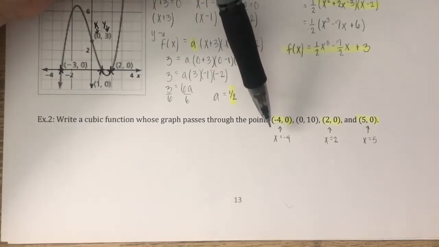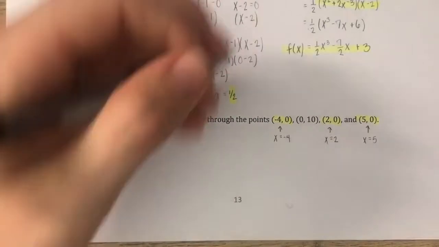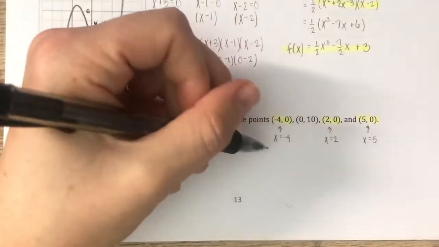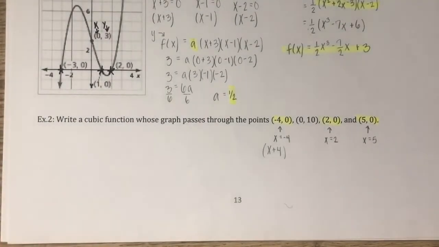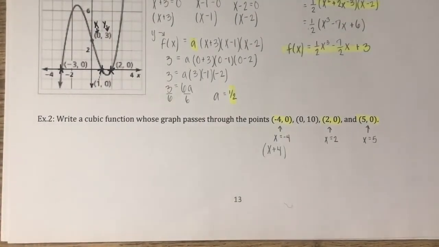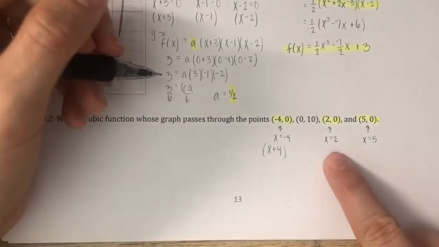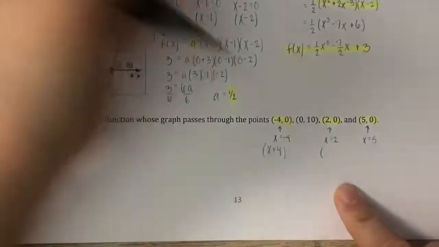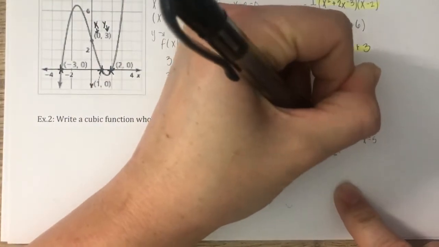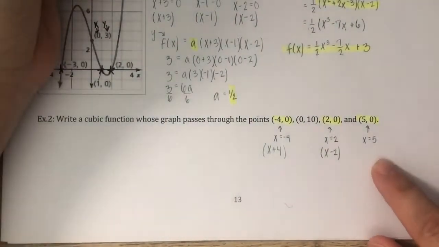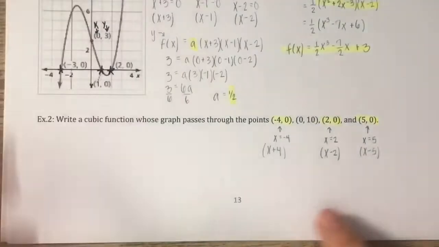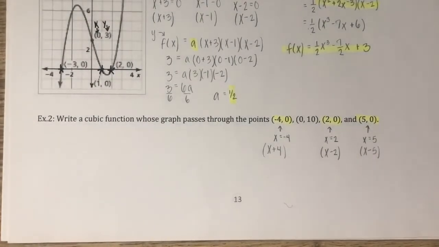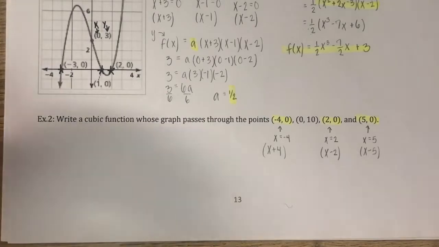So the factor that creates the solution x equals -4, you just have to think backwards. So you would add the 4 over to get x plus 4. That would be my factor that creates that solution, because I would set that factor equal to 0 and then subtract the 4 over. And then x equals 2, subtract the 2 over, get x minus 2. For x equals 5, subtract the 5 over and get x minus 5. So those are my three factors that create those three solutions, or those three x-intercepts.